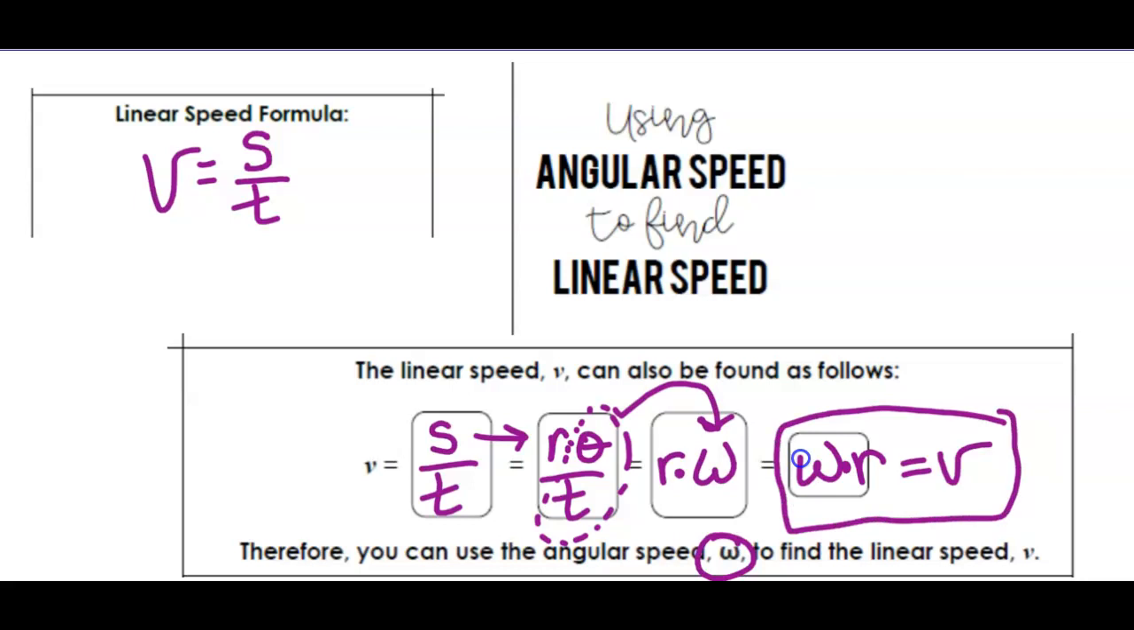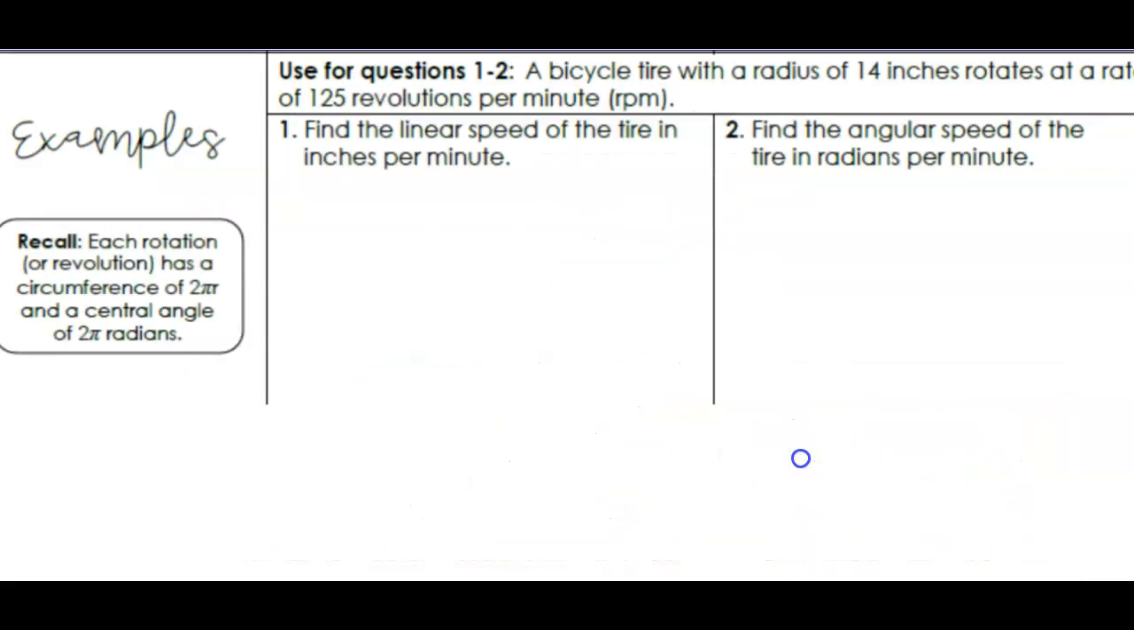All right, so we're going to back up to this section in your notes, and we're going to start with number 2, actually, over here. It says a bicycle tire with a radius of 14 inches. Sometimes they give us the diameter and we have to cut it in half. Rotates at a rate of 125 revolutions per minute. Okay, RPMs, revolutions per minute. So 125 revolutions every minute. But that's not an angular speed until we change it to radians.